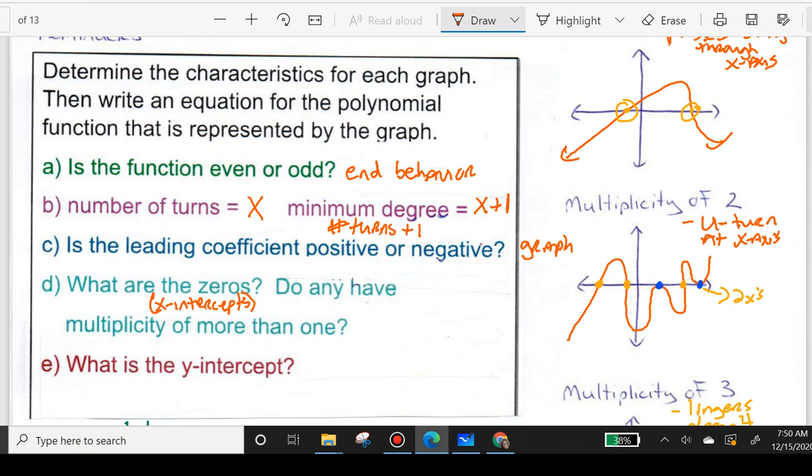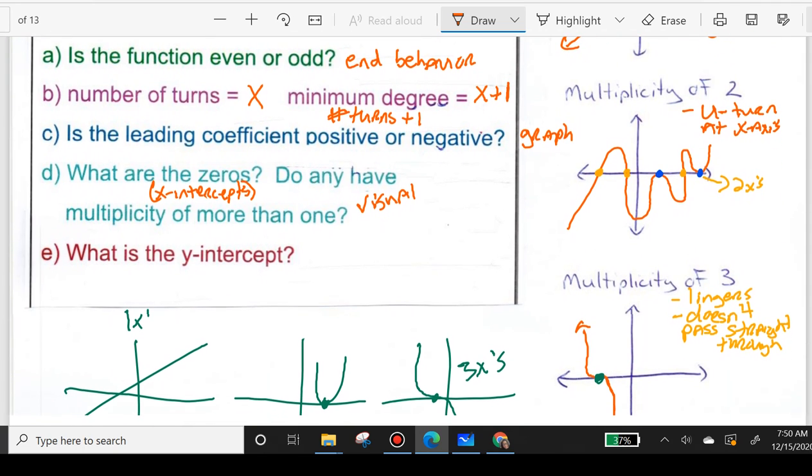And it says to have a multiplicity of more than 1. Again, we just spoke about those. You should also be able to determine that from the graph. It's a visual. Whether it passes straight through, whether it's a U shape, whether it lingers. And then what is the x-intercept? The x-intercept, everyone knows, that's where it crosses the x-axis. You should be able to determine that easily from the graph as well.